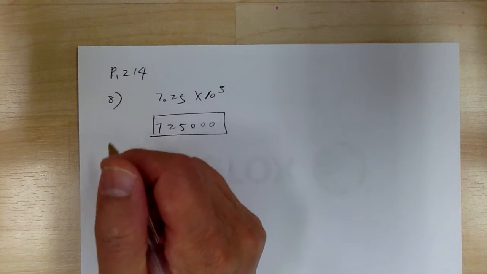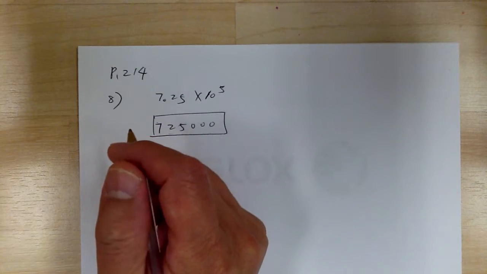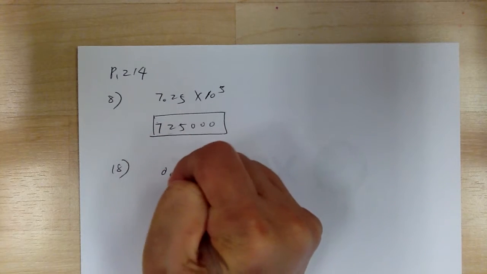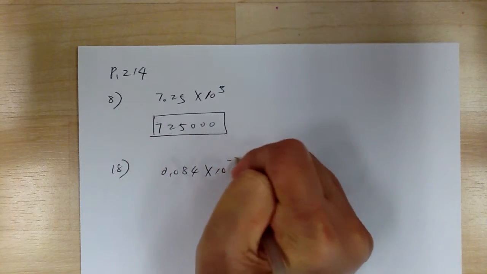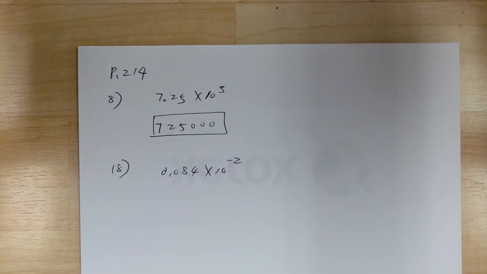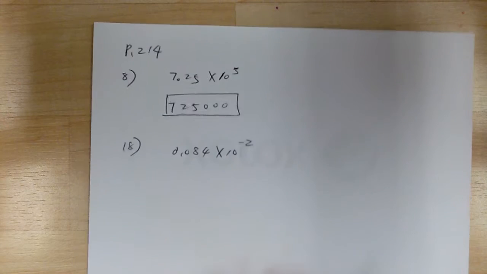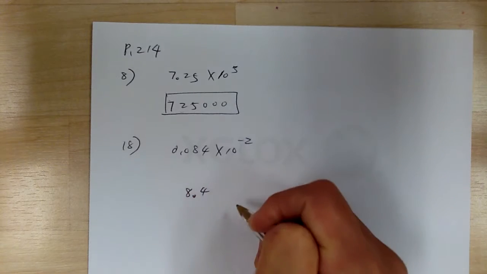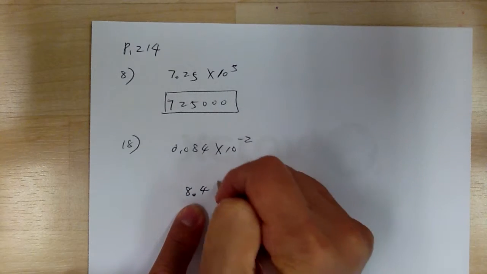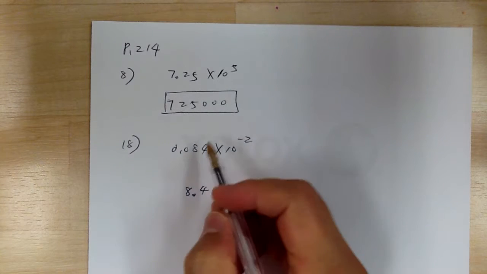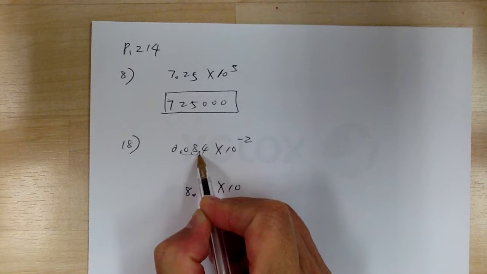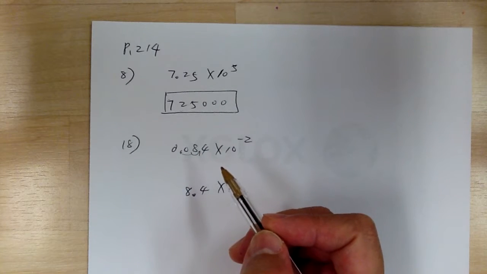Okay, now let's go to number 18. You have 0.084 times 10 to the negative 2. The instruction says express in scientific notation. Okay. So again, scientific notation means right away you get 8.4, that's your scientific notation format, times 10 to the something. So notice over here, right now it's over here, right? So you have to move over 1, 2, right? So the exponent has to change by 2.